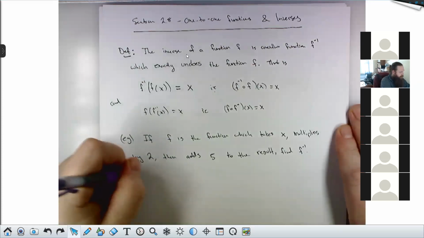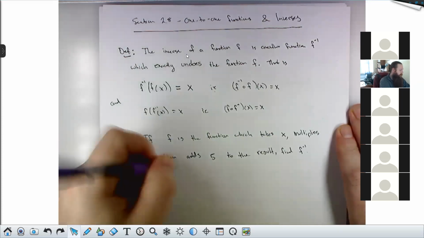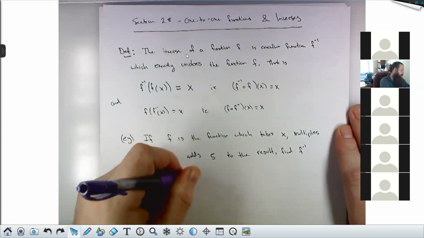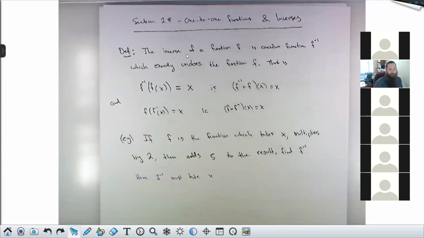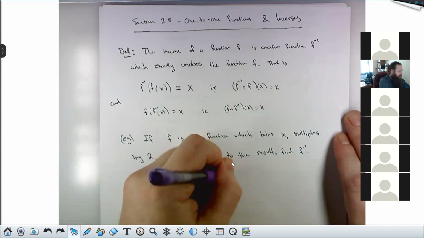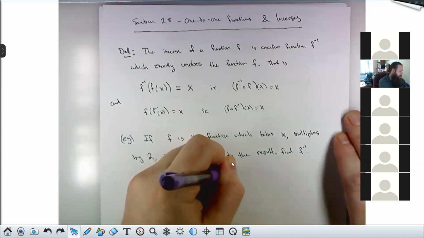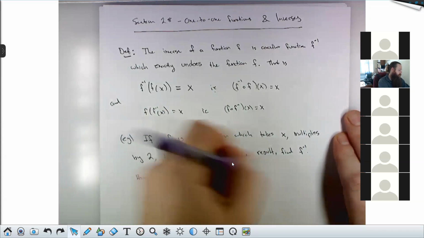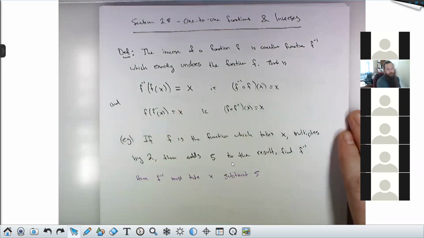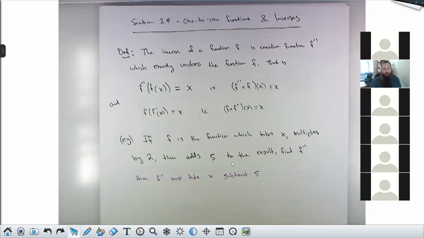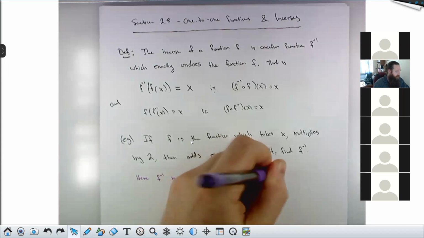So here, f inverse must take its input, whatever, x, and then I need to undo these two operations in reverse order. So the very last thing that f did was add 5. So this guy must subtract 5 first. So the original function: multiply by 2, then add 5. The inverse function is going to start by subtracting 5, and then how do I undo multiply by 2? You divide by 2? Exactly.